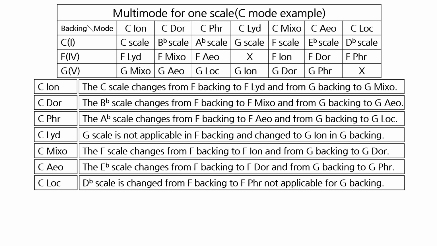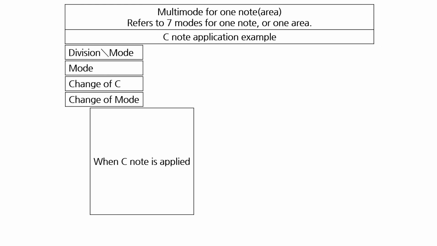In C Lydian 4 and C Locrian 5, the meaning of the X symbol is the expression that there is no scale mode for the backing in the downward line method diatonic. Multimode for one note refers to 7 modes for one note, or 7 modes, i.e., 7 scales, appearing in one note range. Let's look at the mode change of the 7 scales for the C change.